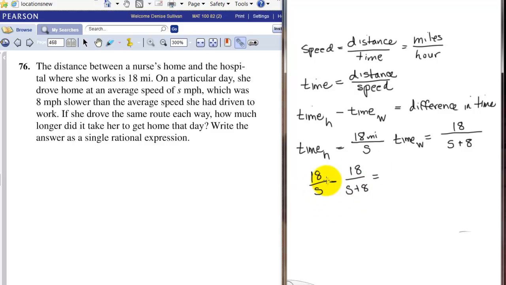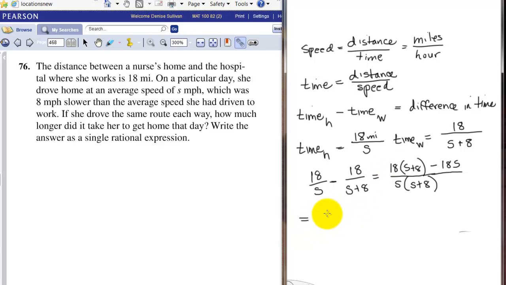This is an algebraic sum, two rational expressions. We need a common denominator, which would be s plus 8. Alright, so this first guy we have to multiply by s plus 8. And subtract, this guy will have to be multiplied by s. Should extend this division line a little longer.